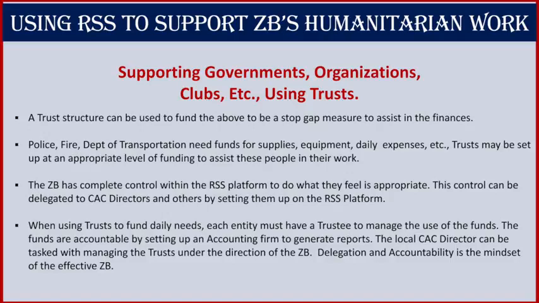And you, as a Zim benefactor, will have the ability to go in and set up a director and adjust the payments. If you want to pay them $100 every quarter, then you can do that as well. Those are the kinds of flexibility that a Zim benefactor has because they have a master ID number to get into the RSS platform. Okay, so when using trust to fund daily needs, each entity must have a trustee to manage the use of the funds.